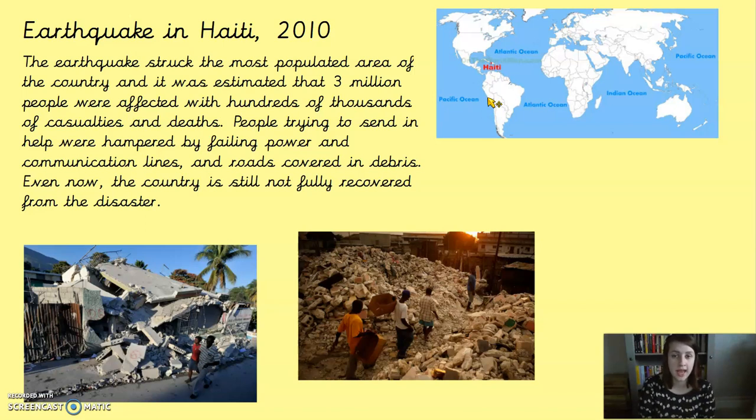So people were trying to help. They were sending in help and supplies, but the power was failing, communication lines weren't good. And so it was a struggle to help out. So there we've got an earthquake. We've got some pictures of the aftermath there as well.